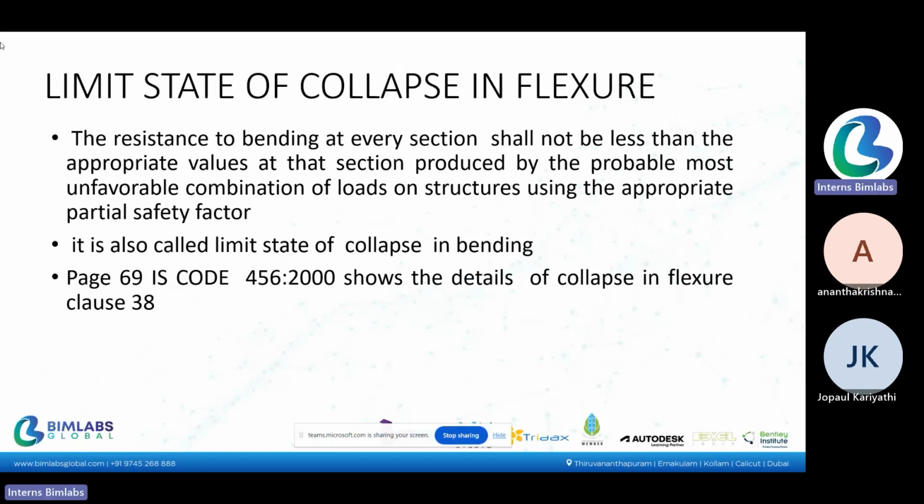I will repeat it once more. The resistance to bending at every section shall not be less than the appropriate values at that section produced by the probable most unfavorable combination of loads on structures using appropriate partial safety factors. It is also called limit state of collapse in bending.